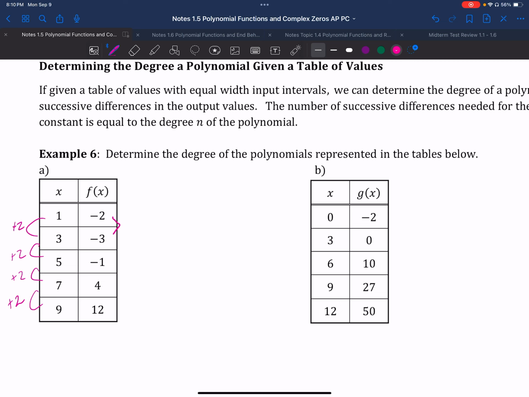So to go from -2 to -3, I need to subtract 1. From -3 to -1, I need to add 2. From -1 to 4, I need to add 5. And then from 4 to 12, I need to add 8. Since I don't have the constant, I'm going to keep on going until I do get that constant. From -1 to 2, I need to add 3. From 2 to 5, I need to add 3. And then from 5 to 8, I need to add 3. So this is the constant that I was talking about.